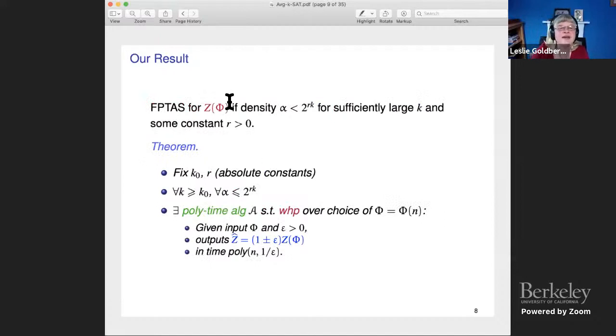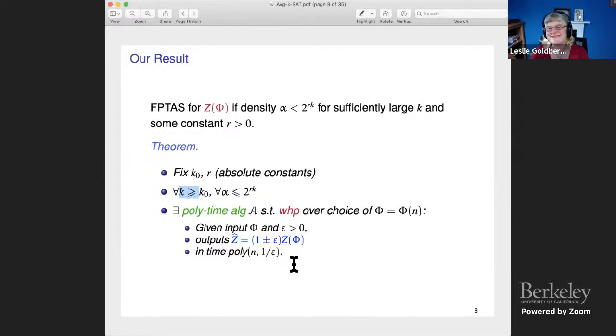What we do get is an FPTAS for Z for densities which are at most 2^(rk) for some constant r. Actually, maybe it's easier to just do it formally. What the theorem says is that you can fix constants k0 and r, so that as long as the number of literals per clause, k, is big compared to k0, and as long as alpha is at most 2^(rk), so it's an exponential function but it depends on this r, then there's a polynomial algorithm which, with high probability over the choice of the formula, when given the formula outputs a good approximation.